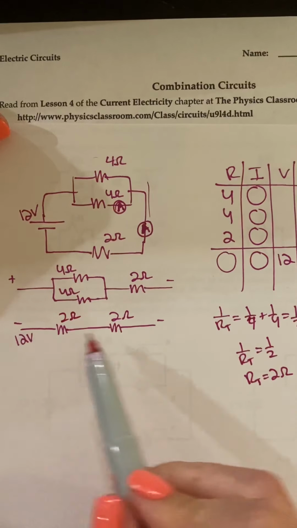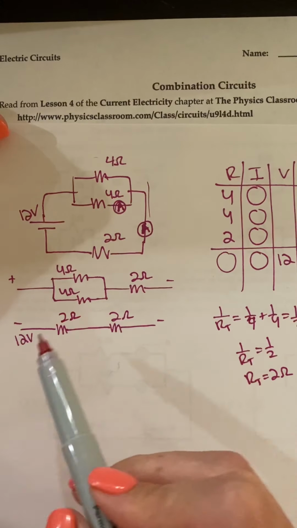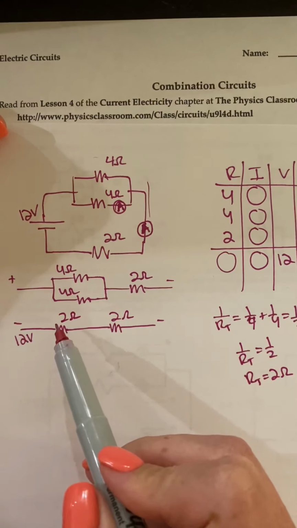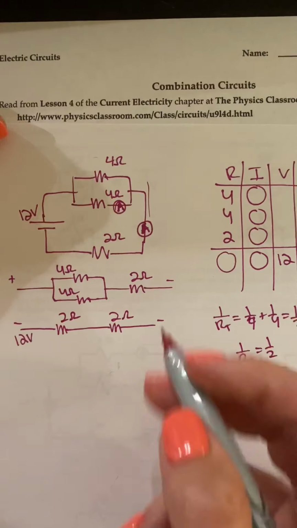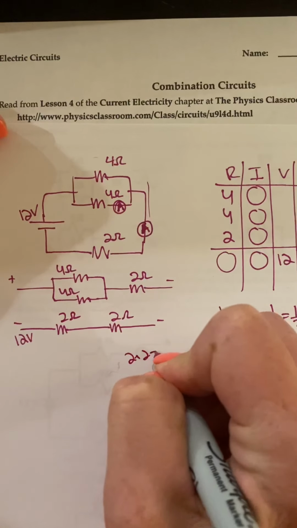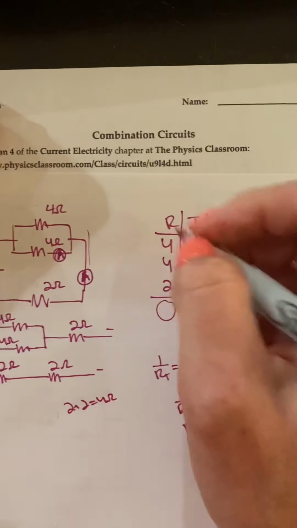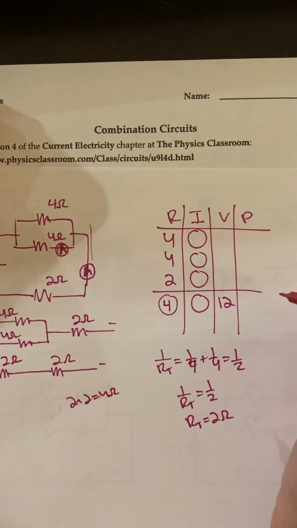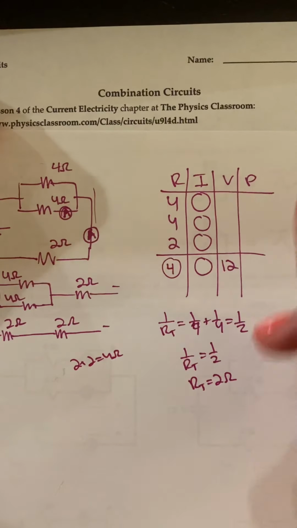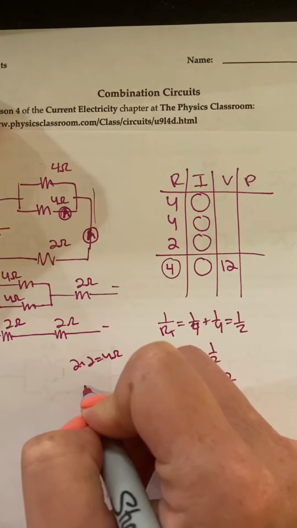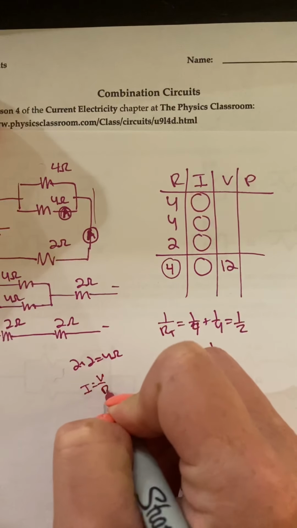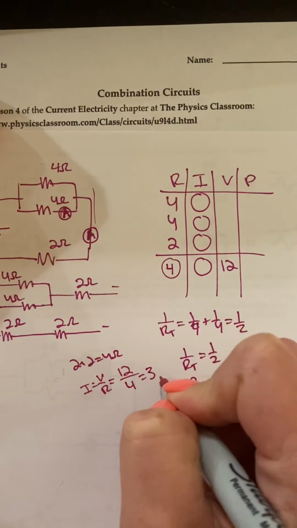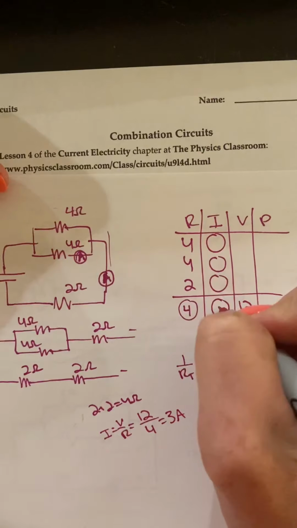Now we're in series and we can follow one set of rules. So in series, I add up my resistance for my total resistance. So 2 plus 2 gives me a total of 4 ohms as my total resistance for this circuit. And with this, we can find our total current. So using Ohm's law, I will do the 12 divided by 4 gives me a current of 3 amps. I'll put that in my chart.